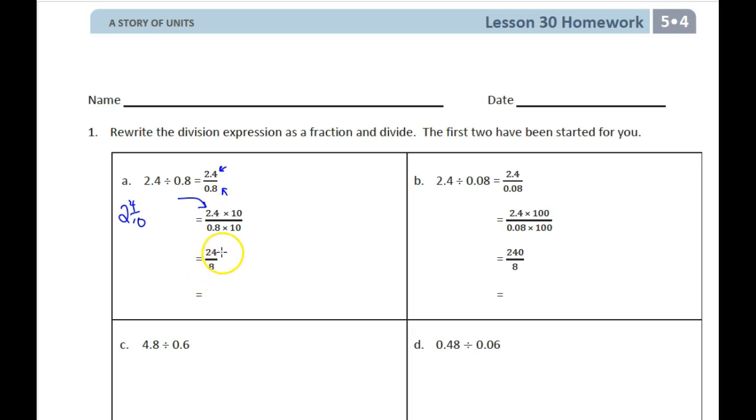So now when we read it from the top down as a division problem, 24 divided by 8. Well, we know that 3 times 8 is 24. So the answer is 3 times. So when you're thinking if it's $2.40, how many pieces that are 80 cents each? If you have 3 sets of 80 cents, you've got $2.40.